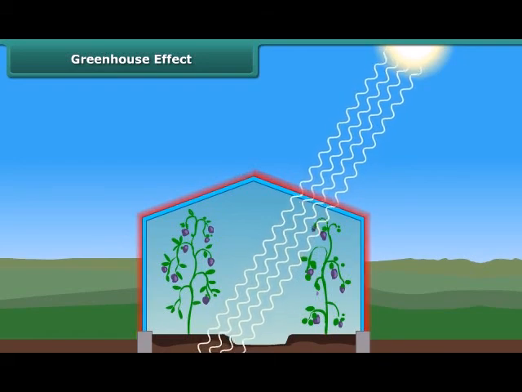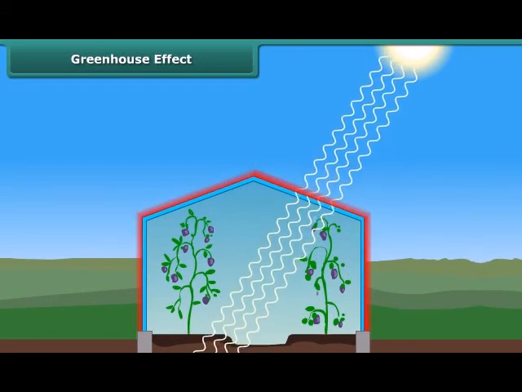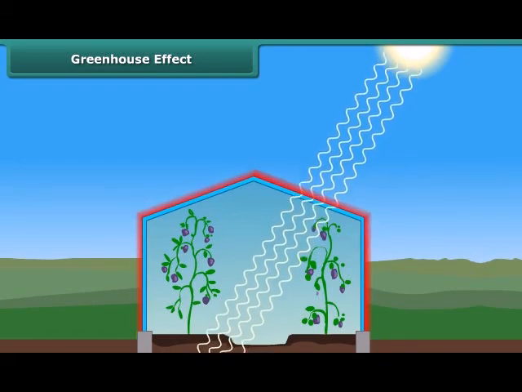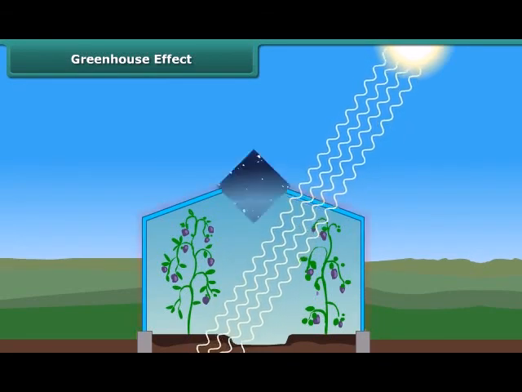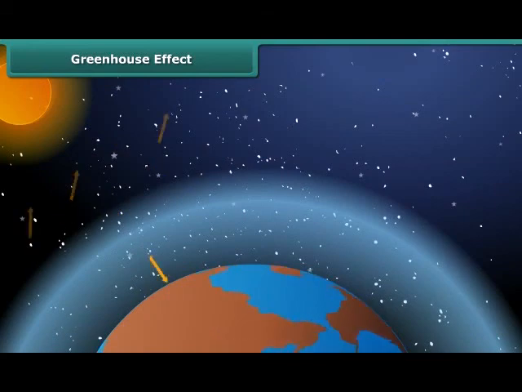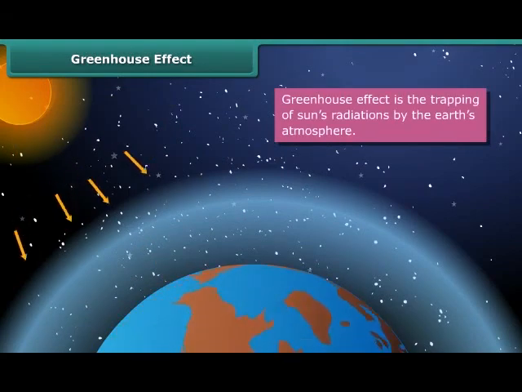Similarly, the greenhouse gases like carbon dioxide, methane, and nitrous oxide in the atmosphere act like glass panes. When the sun's radiation reaches our atmosphere, some rays are reflected back into space, and some are trapped by greenhouse gases, causing the atmosphere of the Earth to warm up.